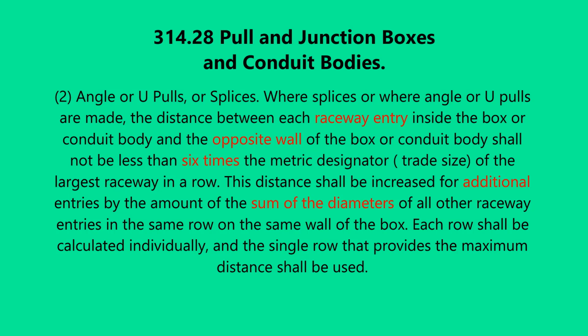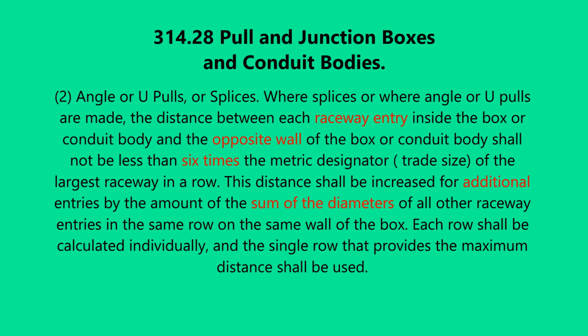The code states concerning boxes for angle or U-pulls, or splices: Where splices or where angle or U-pulls are made, the distance between each raceway entry inside the box or conduit body and the opposite wall of the box or conduit body shall not be less than 6 times the metric designator, trade size, of the largest raceway in a row. This distance shall be increased for additional entries by the amount of the sum of the diameters of all other raceway entries in the same row on the same wall of the box. Each row shall be calculated individually, and the single row that provides the maximum distance shall be used.